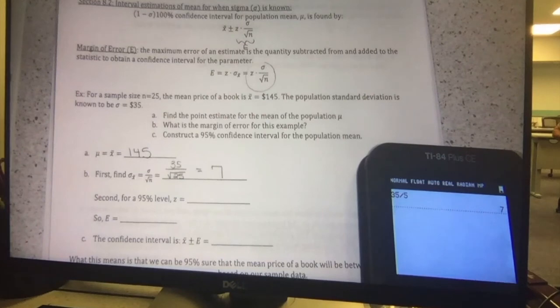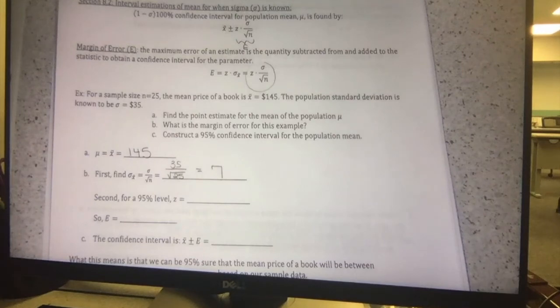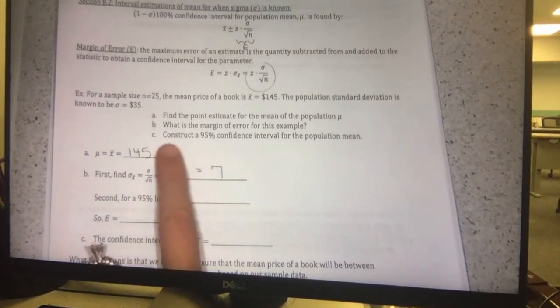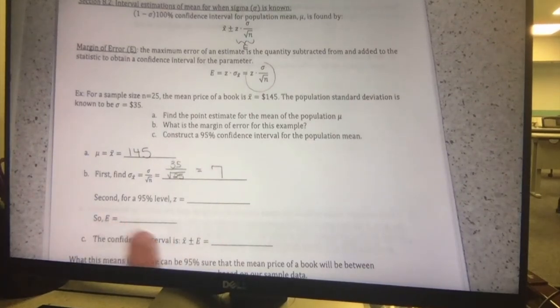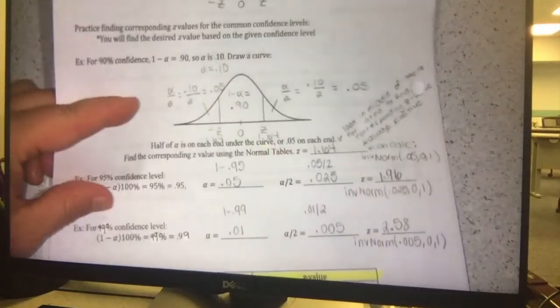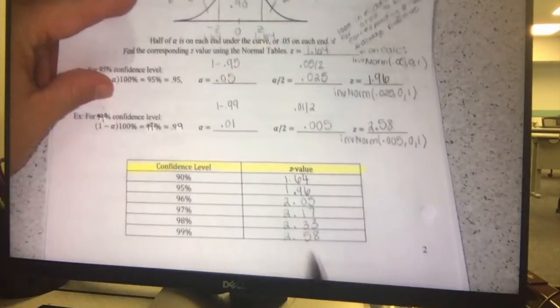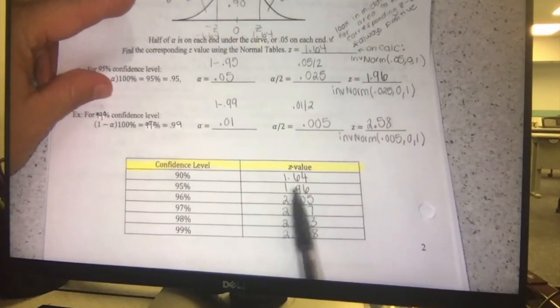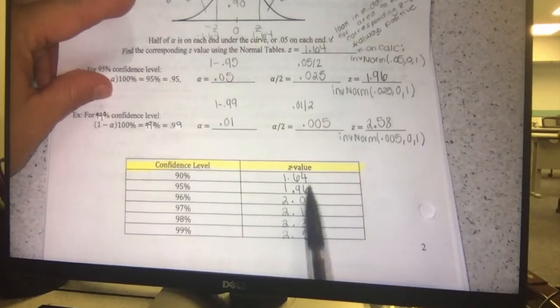35 over the square root of 25, which is 35 over 5, which is 7. So second, for a 95% confidence interval, our z, going back to that table that we just did, for 95%, our z value is 1.96. So that tells us which one to use.